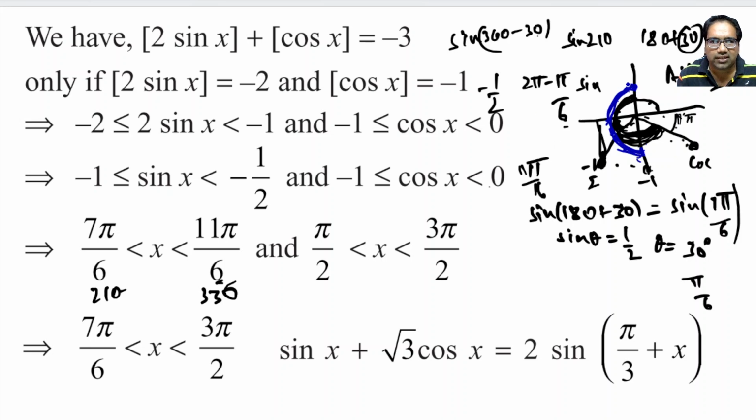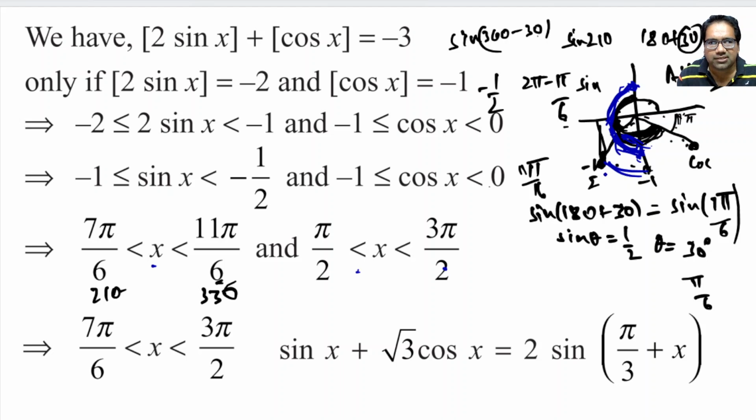So for this one, the range is between pi by 2 and 3 pi by 2. So what exactly do we want? Net x has to be in this bucket also, and in this small bucket also. So what is net together? It has to be greater than 7 pi by 6, this small bucket that we want.